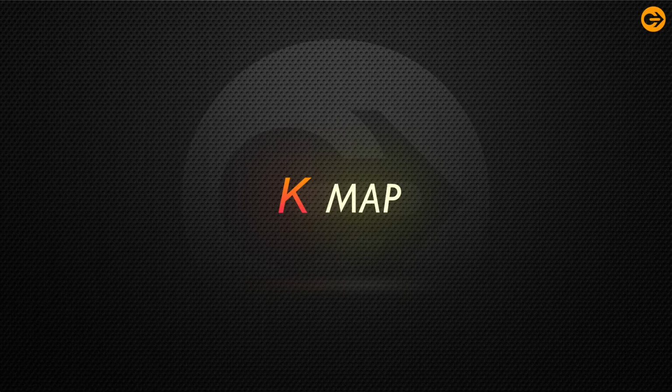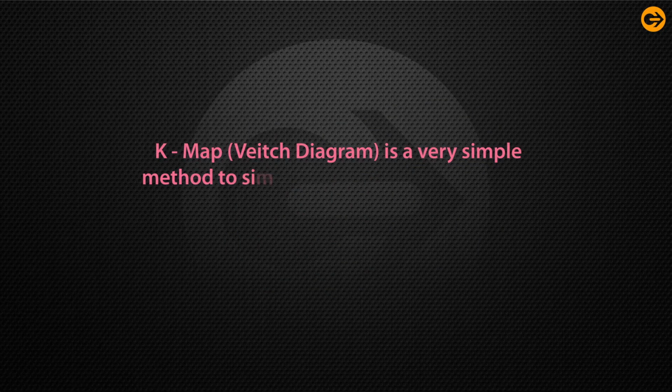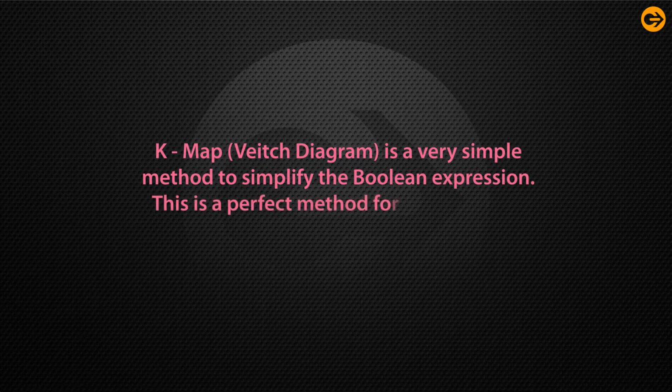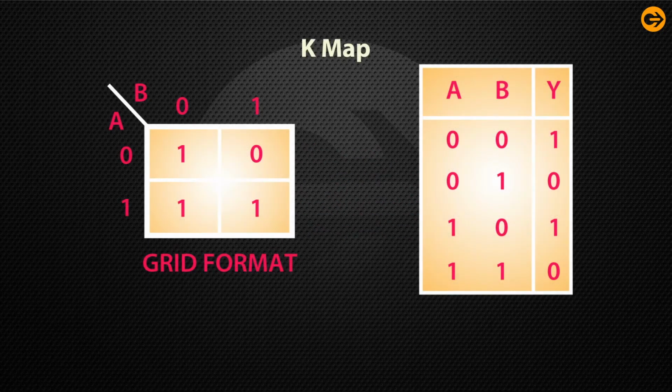In today's lecture, we are going to discuss the basic knowledge of K-map and different types of variable available in K-map. K-map or Veitch diagram is a very simple method to simplify the Boolean expression. This is a perfect method for circuit design with up to 4 variables. K-map is implemented by square cells along with the truth table. For n number of variables in K-map, the number of square cells will be 2 to the power n.